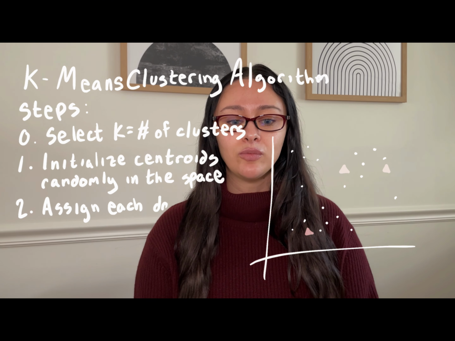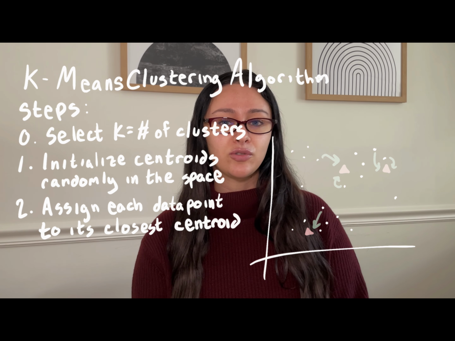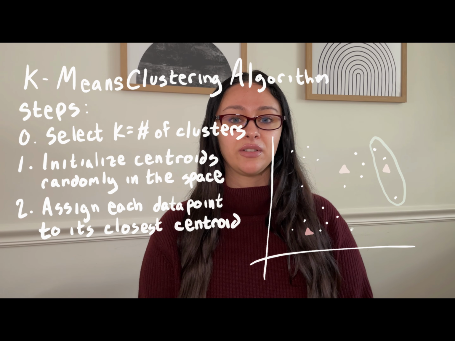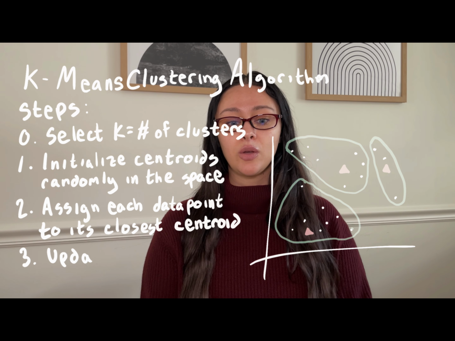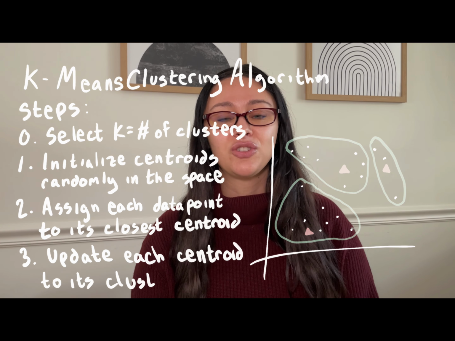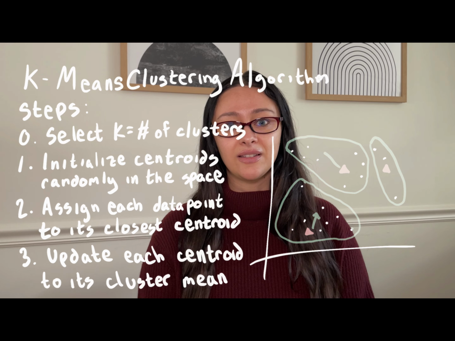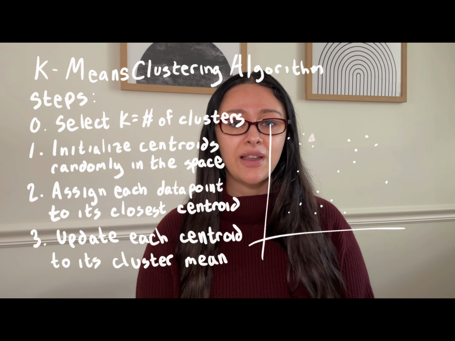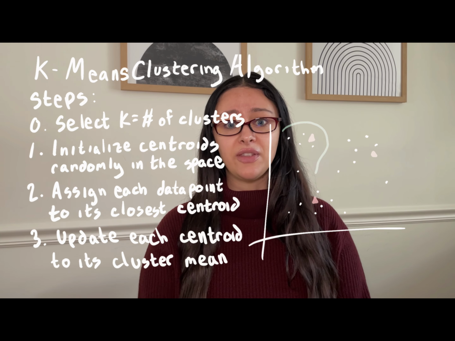Once we have them, we will assign each data point in our space to its closest centroid. Once we have assigned each data point to its appropriate cluster based on its closest centroid, we will now update each centroid to its cluster mean. So what does that mean? We're going to take our existing centroids and move them over to the center, but it is really the average of the data points.